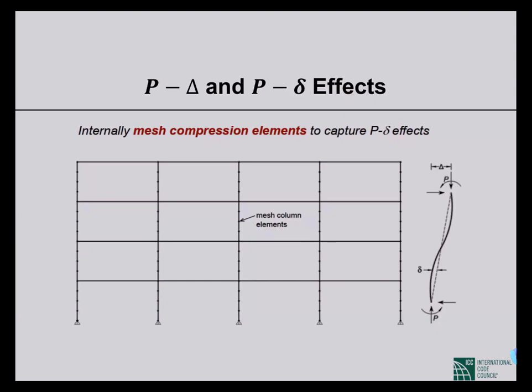But to get the P little delta effect, we have to mesh the columns. We don't need to mesh the beams. We have to mesh the columns. So this is important. It depends how fine meshes you want to use, but at least there should be 4 divisions in each column, in each story level.